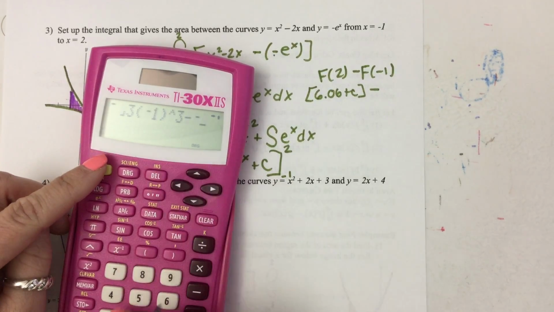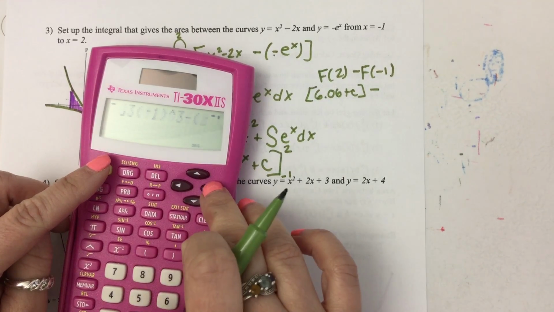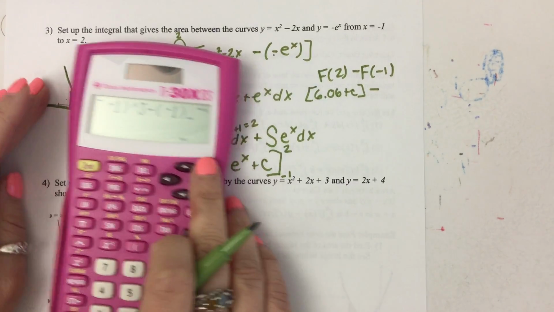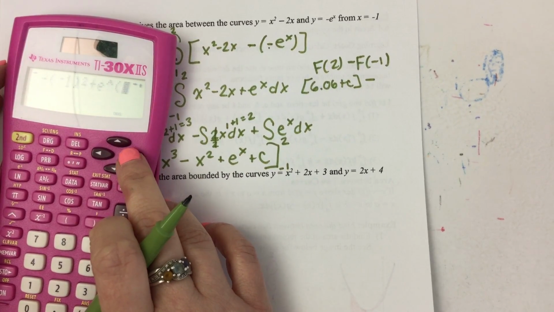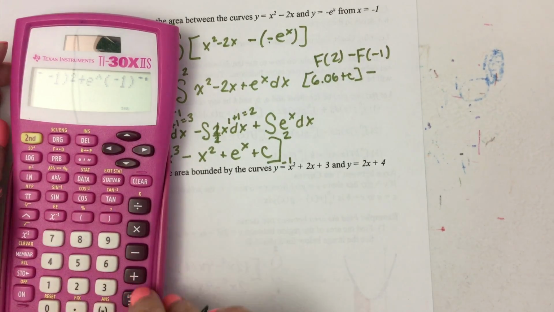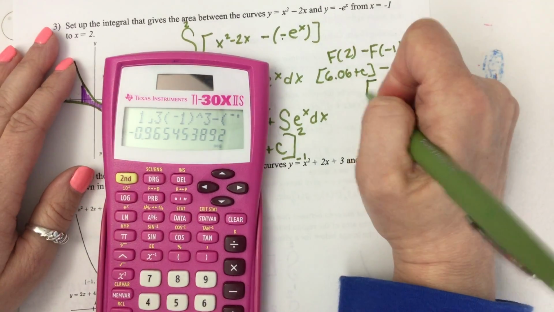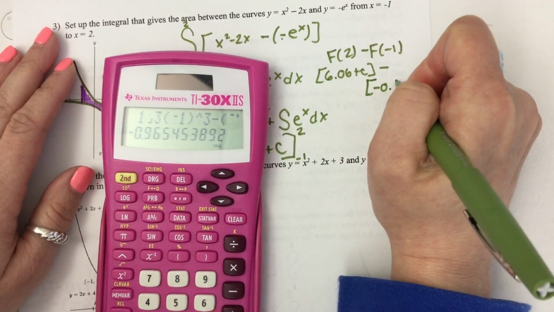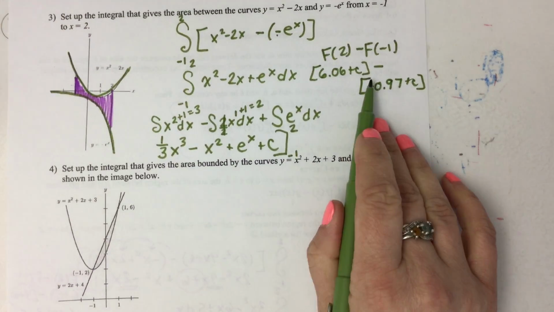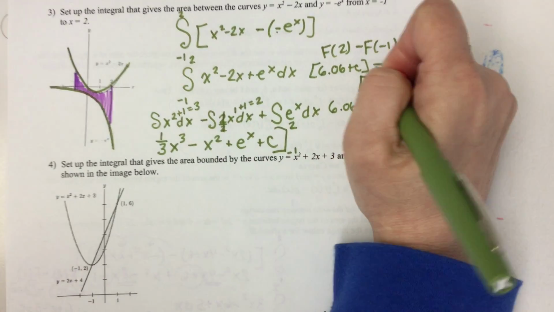Now if I change all the 2's to a -1, so -1, got that. I'm going to insert some parentheses there too, just to make sure it's going to do what I want it to do. There we go. So -1 x squared and e to the power of -1. And here again, I ended up with a crazy number, so I'm going to round it: -0.97 plus c. This negative has to go to both terms. So I have 6.06 plus c.